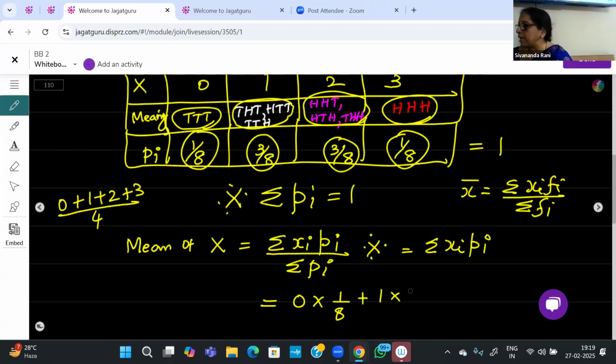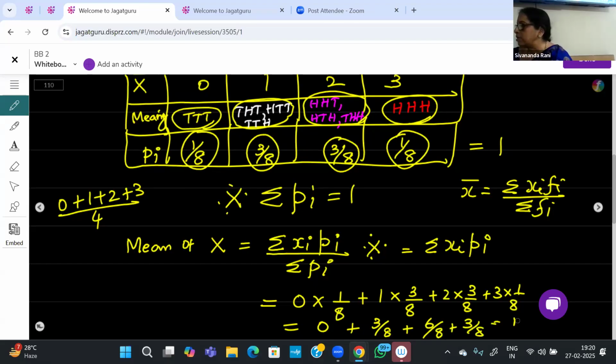The random variable takes the value 1, with corresponding probability 3/8. Then 2 into 3/8 plus 3 into 1/8. Add all these up and you get the mean of the random variable. So 3/8 plus 6/8 plus 3/8. The total is 12/8.